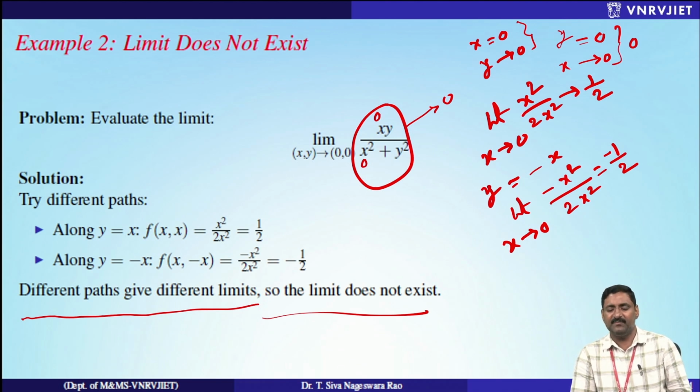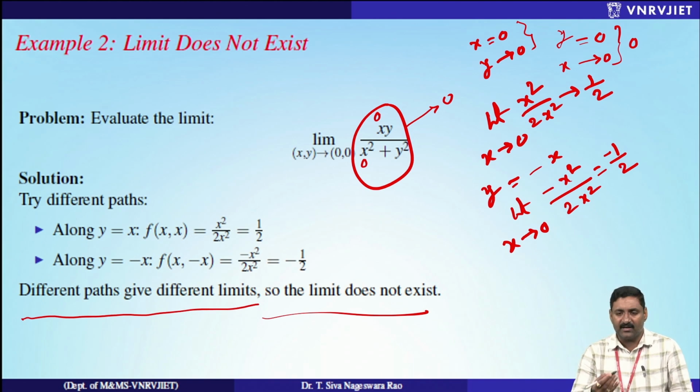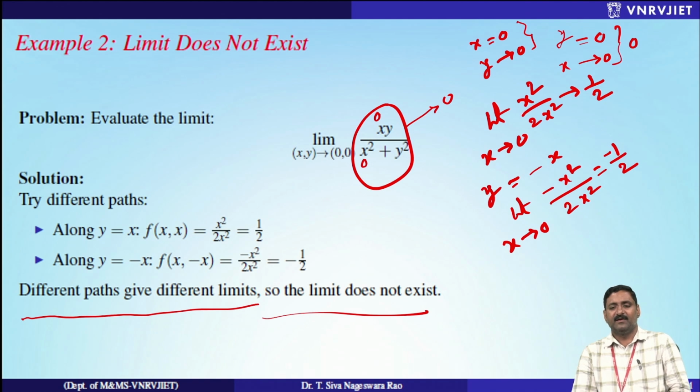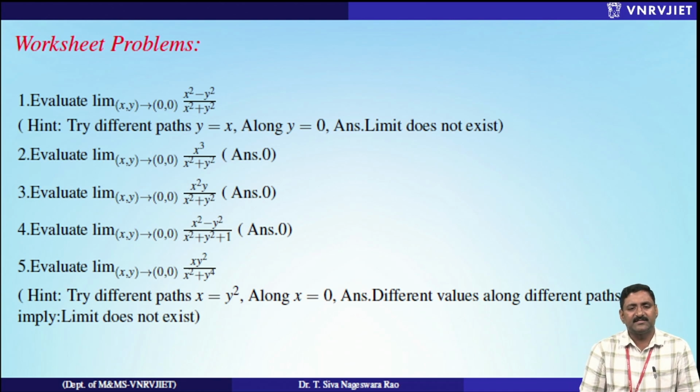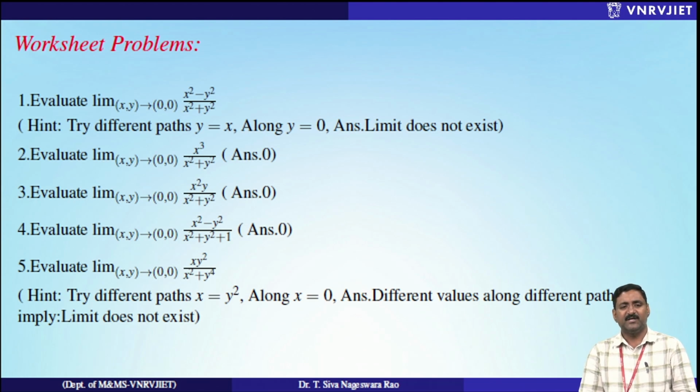So in view of limits, for a function involving 2 variables, you need to search for alternative paths. With respect to 1 or 2 paths, please don't decide the limit exists. This is what you need to remember. So these are a few model questions, that is, worksheet problems you need to practice. Practice all these problems together with the already provided answers also.